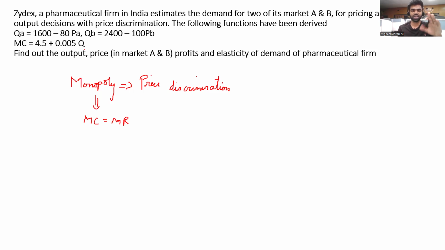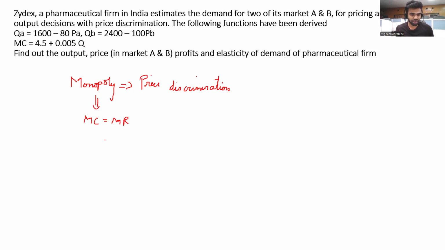Okay, so what they are telling is a pharmaceutical company is selling in two markets, that is A and B. In those two markets, there is price discrimination. What that means is, for example, if they are selling paracetamol, in market A they will sell the tablet for 1 rupee, and in market B they will sell the same tablet for 5 rupees. Okay, so this is called price discrimination. Now they have given the equation for both the markets.